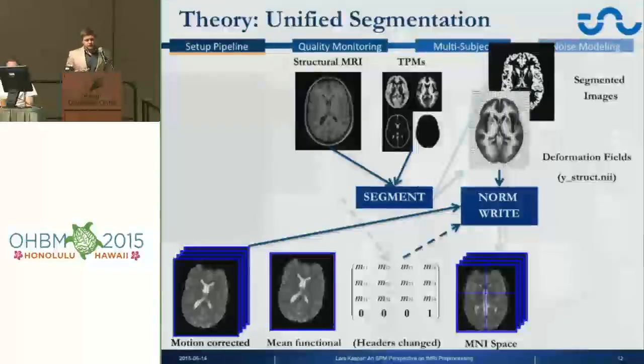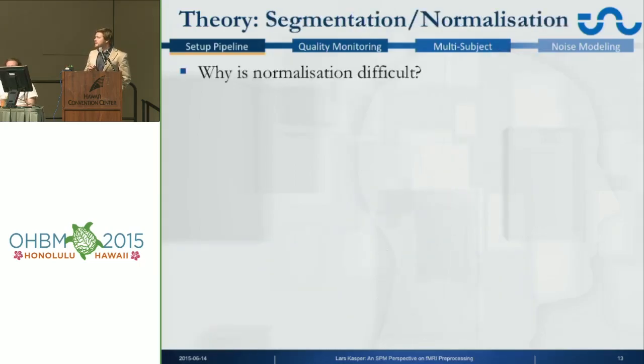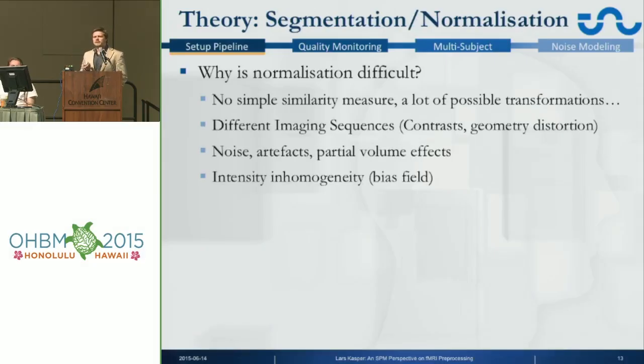And for the unified segmentation, you might wonder, why do we do it in such a complicated way with all these tissue probability maps if we only want to get this image into standard space? And the reason for that is that normalization is much more difficult because brains are so different. So there's no simple similarity measure. There's a lot of possible transformations because of the gyrification of the brain. And there are different imaging sequences with which you acquire your data. The contrast, the geometry, everything can change. There are, of course, artifacts and noise that differ between subjects. And there are also coil properties and inhomogeneities that change the intensities in your image.